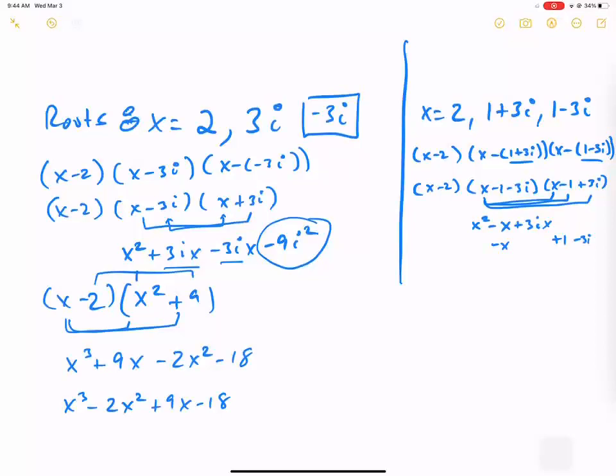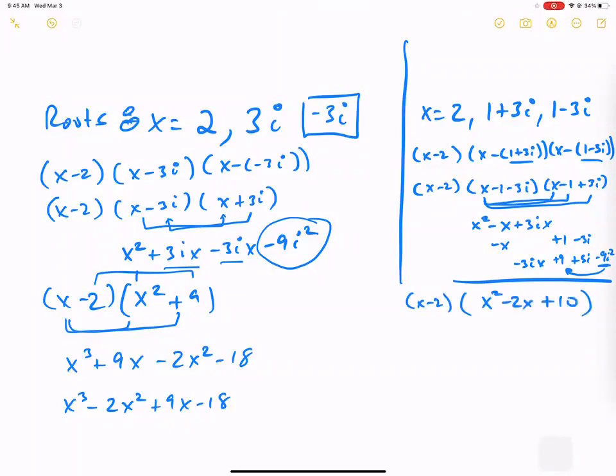I'm almost done already. Negative 3i times x is negative 3ix. Negative 3i times 1 is going to be a positive 3i. And a negative 3i times a positive 3i is going to be negative 9i squared. But hey, remember, we're going to move that over. Negative 9i squared is going to be a positive 9, because i times i is negative 1, and negative 1 times negative 9 is positive 9. All right, we're going to combine those together. We have an x minus 2 in front from before. And we have remaining x squared minus 2x plus 10.